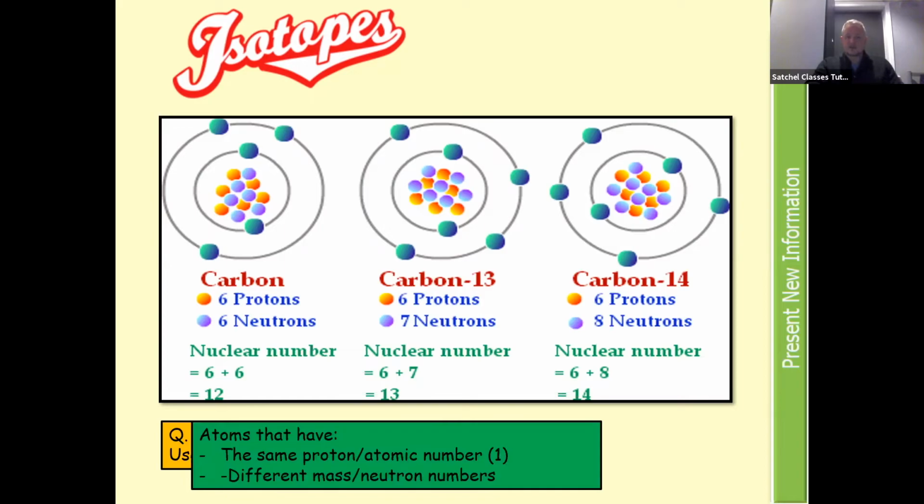The atoms have the same proton or atomic number. If you say atoms of different elements, you've automatically got this wrong, because isotopes are the same element. They have the same atomic number. The only thing that's different is that some are lighter and some are heavier, so the mass number has changed because the neutron number has changed.